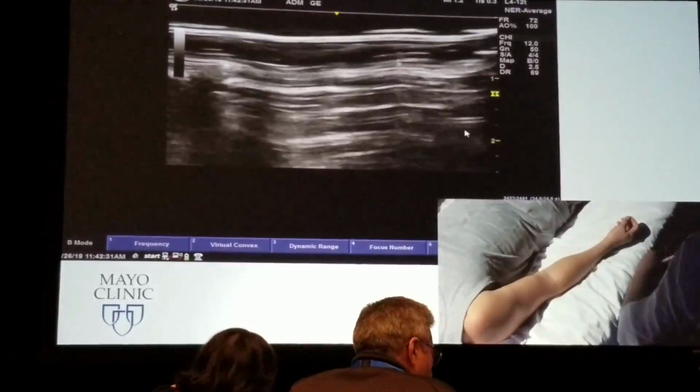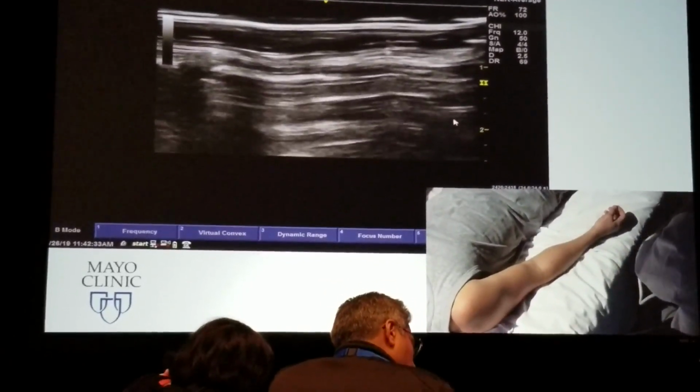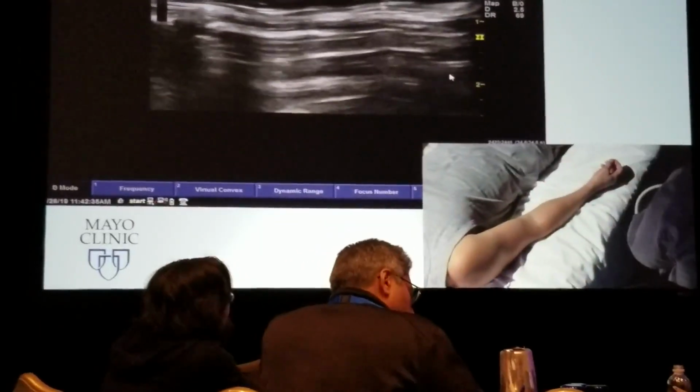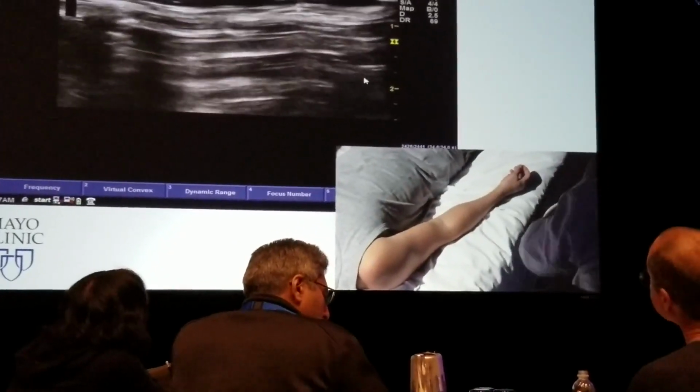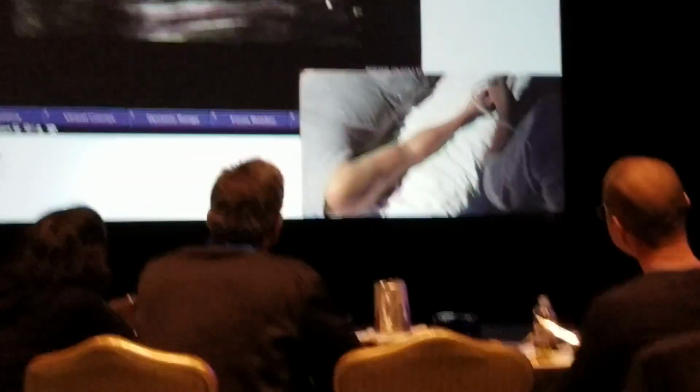And the other thing you'll notice, on every probe, there's an indication on the probe of which side is left and which side is right. And that will help you as you're watching the screen to help you orient what you're looking at.